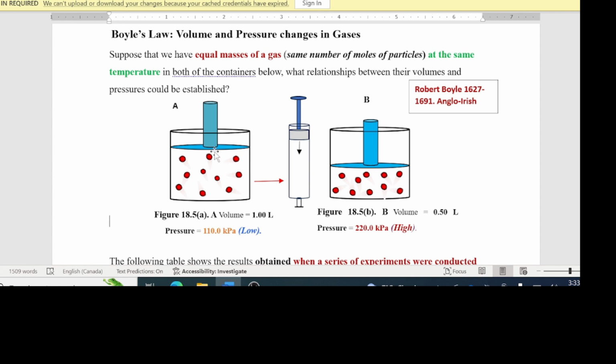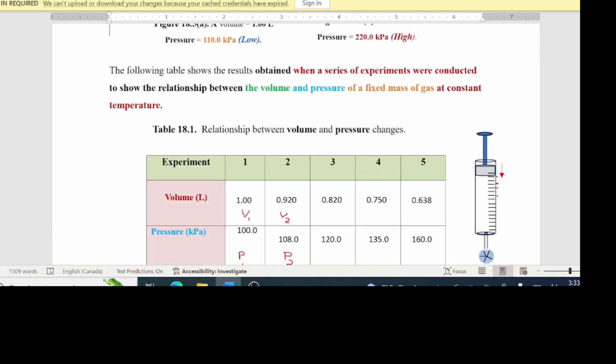Okay, so you can see a relationship here between volume and pressure here and volume and pressure here. This table here shows the result of what happened when a series of experiments were conducted to show the relationship between the volume and pressure of a fixed mass of gas at constant temperature. Why do we need constant temperature? Because we wanted to investigate the relationship between two variables, pressure and volume. The temperature of the gas is kept constant, because temperature by itself also can affect the pressure as well as the volume of the gas. So we want to keep that out of the equation.